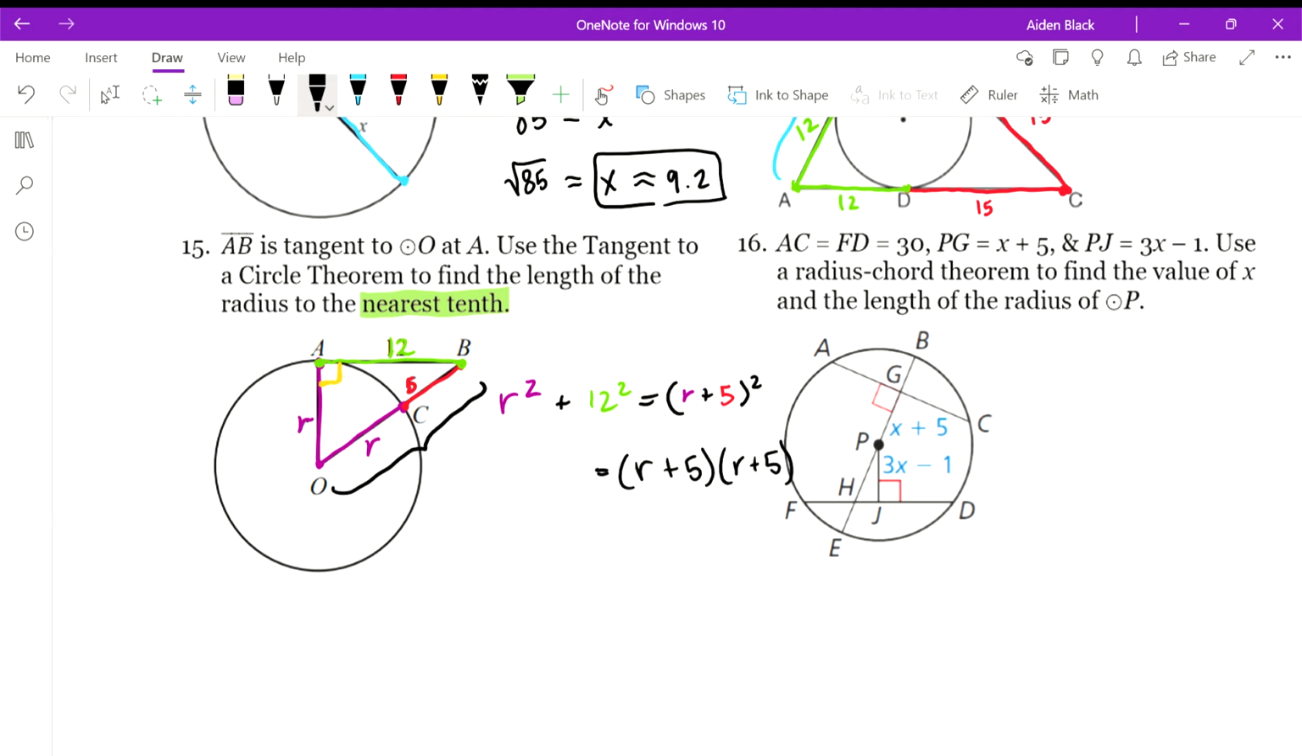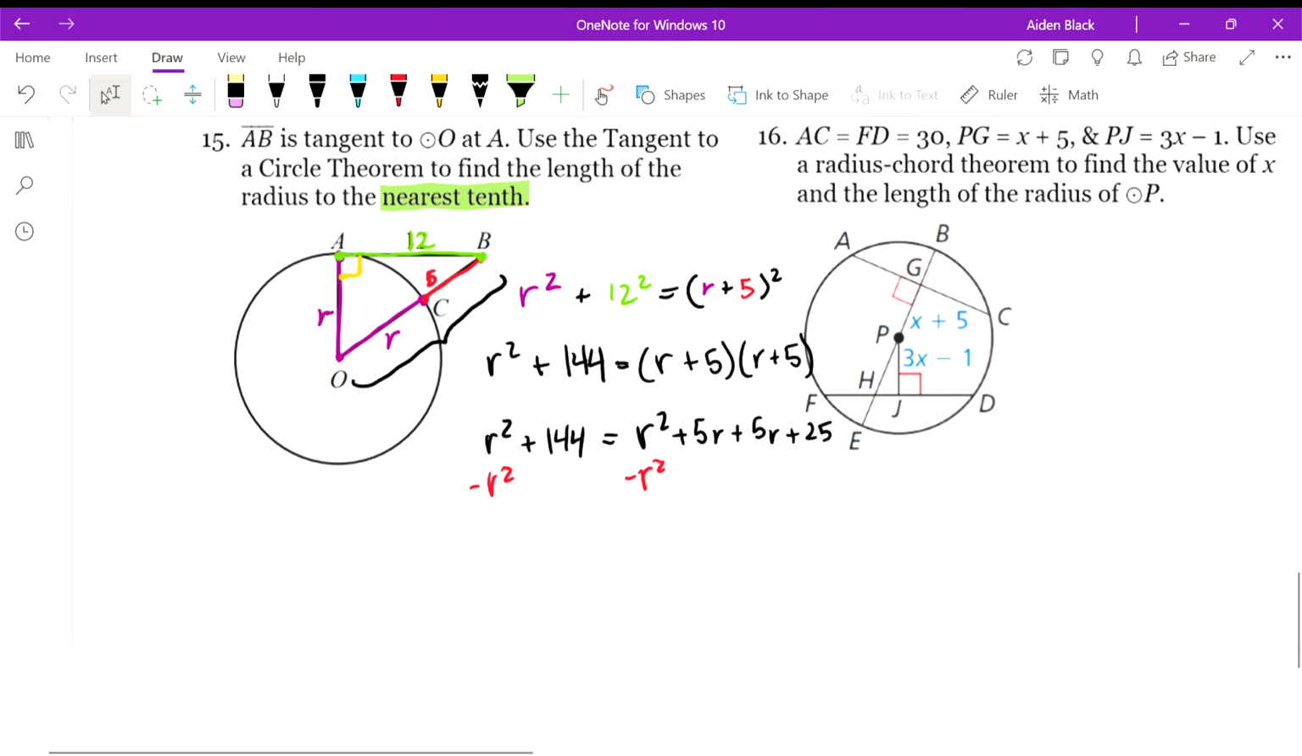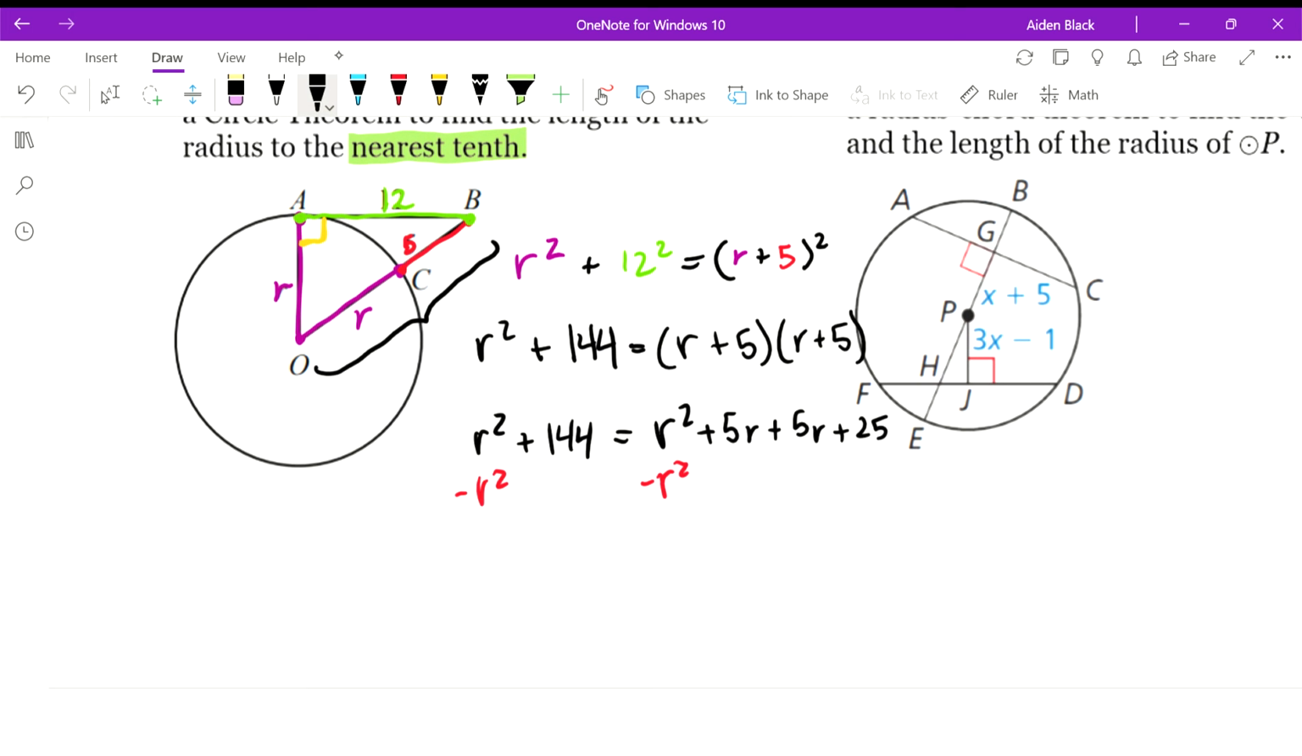Anything to the power of 2. So r squared plus 12 squared. I'll just evaluate the 12 squared. And then finally we have to FOIL the right hand side. So we get r squared plus 5r plus 5r plus 25 is all equal to r squared plus 144. What's nice is we can get rid of these r squared and we're no longer working with a quadratic. So we're not going to have to factor. So this is 144 on the left hand side, and this is, let's combine these terms, 5r and 5r, 10r plus 25.